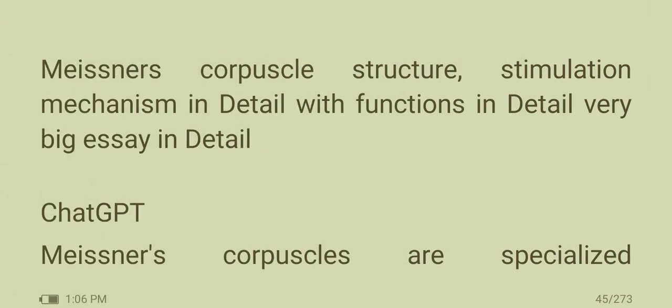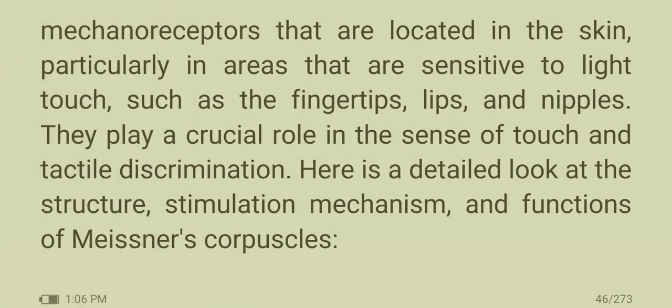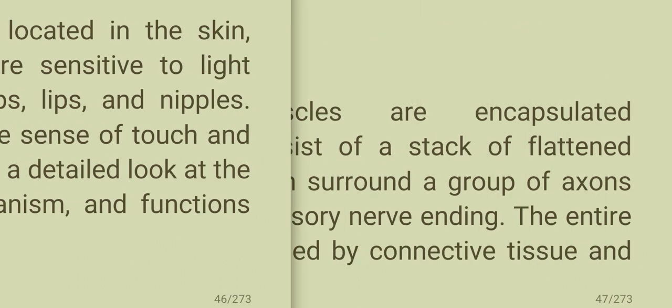First one, Meissner's corpuscle. Its structure, stimulation mechanism, and function. So Meissner's corpuscles are specialized mechanoreceptors that are located in the skin, particularly in areas that are sensitive to light touch, such as the fingertips, lips, and nipples. They play a crucial role in the sense of touch and tactile discrimination. Here is a detailed look at the structure, stimulation mechanism, and functions of Meissner's corpuscles.